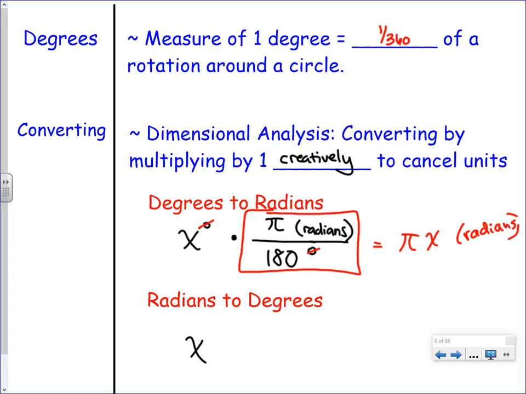Now, we don't usually write it, it's understood. Since there's no degree mark, it's radians, but I'm showing you so that you can understand.